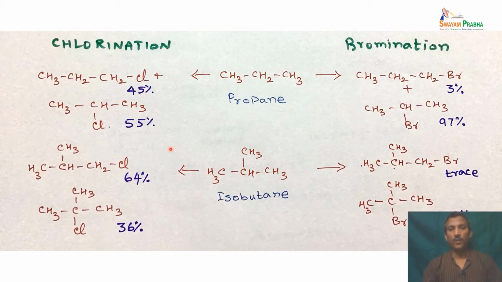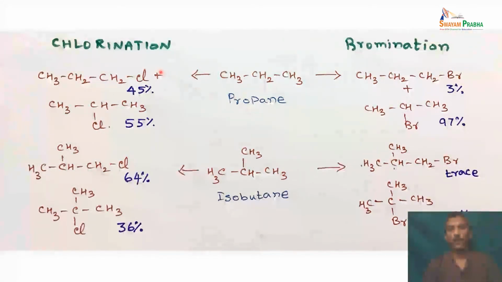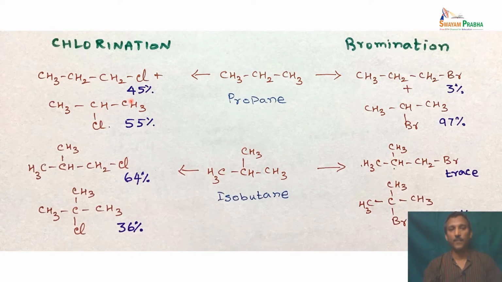We have two reactions represented here. We are starting from a simple alkane, which is propane. Reaction with chlorine, that is the chlorination, gives two products. We are getting a primary alkyl halide and a secondary alkyl halide, but the ratio of the products formed is 45% and 55%. Roughly a 1:1 ratio. This is the chlorination reaction.